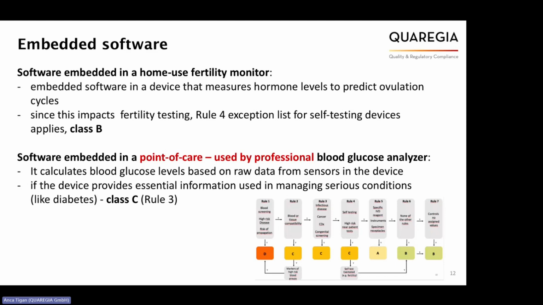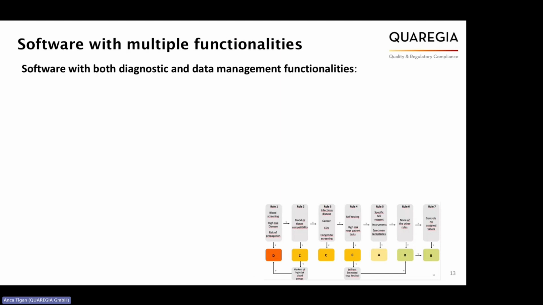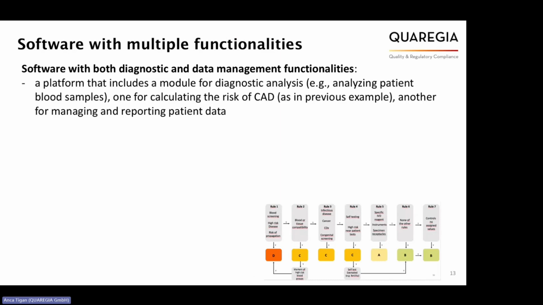Again, these are very simple examples, but in real life, the software we deal with generally has multiple functionalities. For example, one could envision a software that has both diagnostic and data management functionalities, like a platform that would include a module for diagnostic analysis, like analyzing the patient's blood samples, one module for calculating the risk of cardiovascular artery disease, like we saw in the previous examples, and maybe another module for managing and reporting patient data. How would this look?